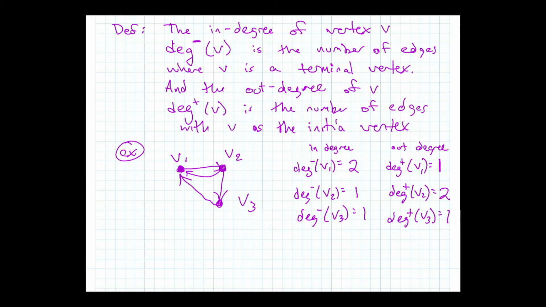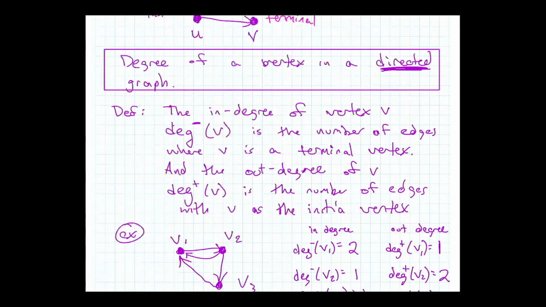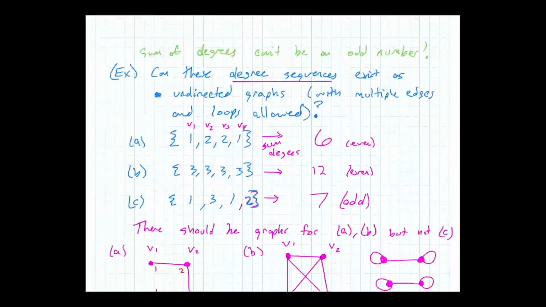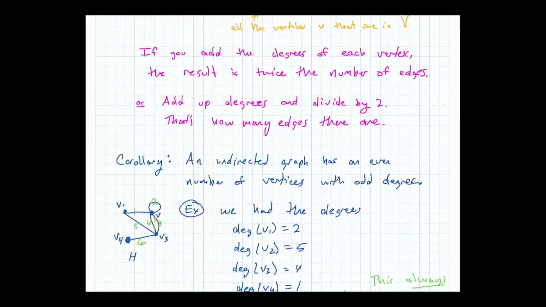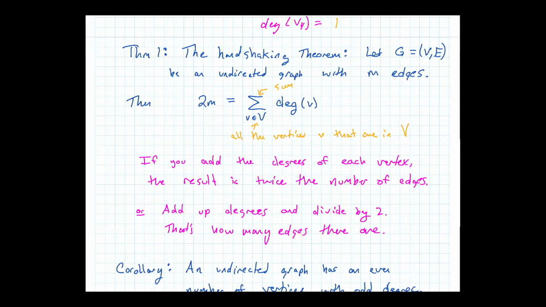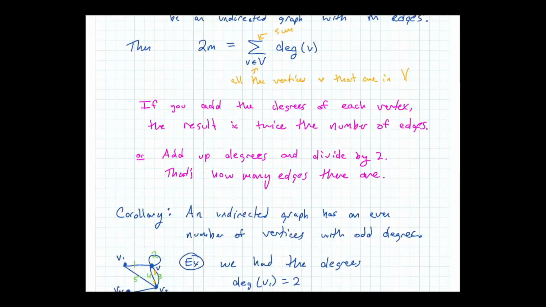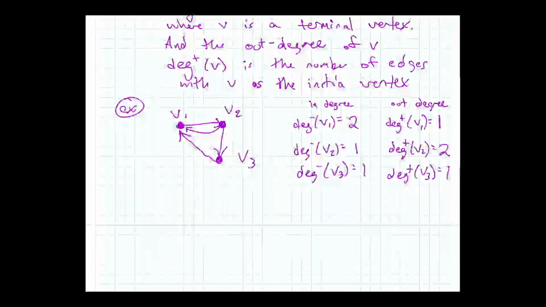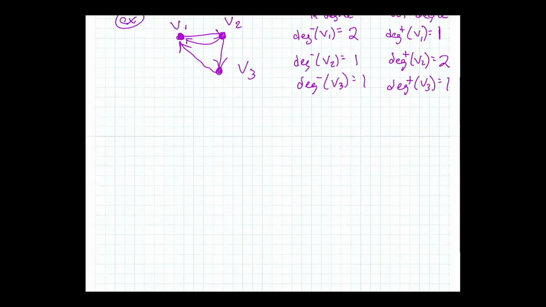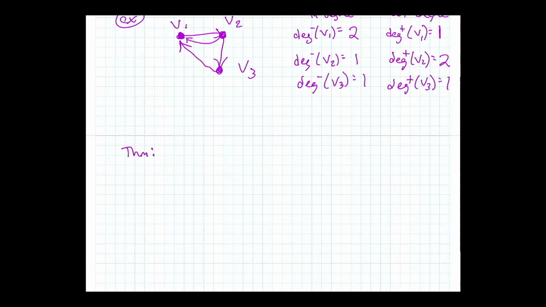Now, the relationship between the degree and the edges is a little bit different than the one we learned up here in the previous section, right? The theorem up here said, if you add up the degrees, you get 2 times the number of edges. Well, what's going to happen here is, the theorem is, let G equal (V, E), just a graph with directed edges.